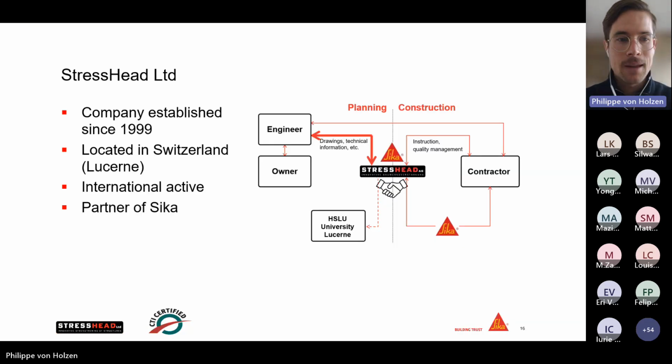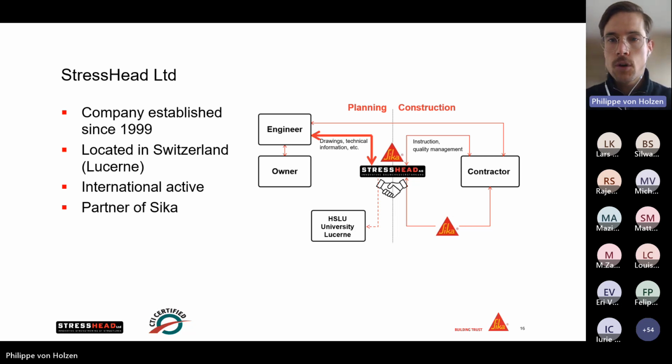As well, very quick, a little bit something about StressHead itself. The company was established in 1999. So you see, we have almost 25 years of experience with post-tensioning the CFRP tendon. Our headquarters, the company was founded in Switzerland, but as we have this partnership with Sika, we have international activities. And to the right, it gives you a little bit an idea how we actually operate and work.